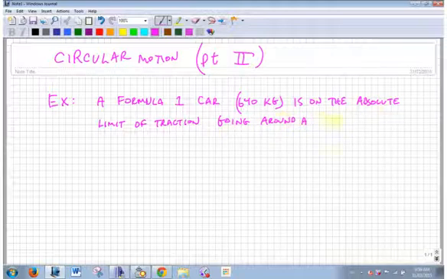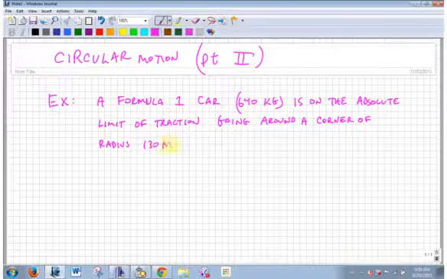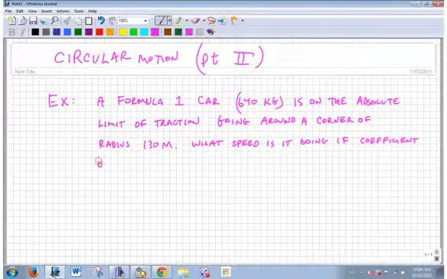So it's on the absolute limit of traction going around a corner of radius 130 meters. What speed is it going if the coefficient of friction is 0.85?